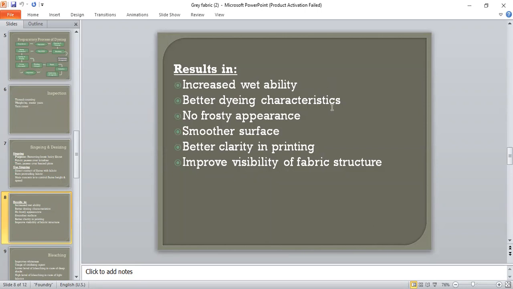Better dyeing characteristics. The fabric will dye easily. No frosting appearance, the fabric will not be stiff, it will give a smoother surface. Better clarity in printing, the printing patterns can be seen easily or printed easily. Improved visibility of fabric structure. Different fabrics have different structures, so this process improves its visibility.